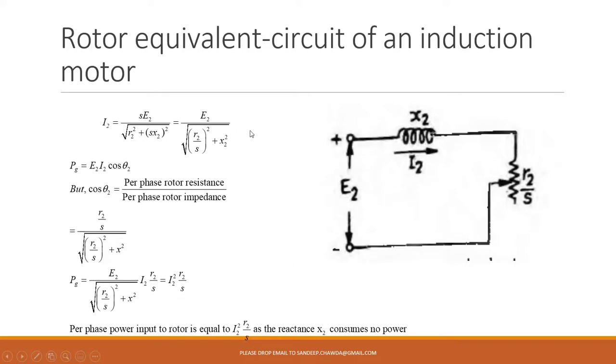What we have noticed here is that the per phase power input to the rotor will be equal to I2 square R2 by S. The subscript 2 indicates we are talking about the rotor circuit. If subscript 1 is there, then we are talking about the stator circuit or stator side. So the input to the rotor is equal to I2 square R2 by S. Here the rotor reactance does not consume power.